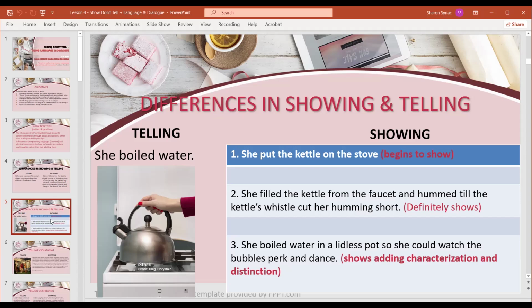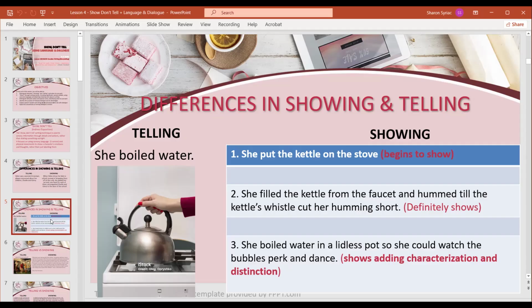And of all these sentences, the best one is if you wrote instead, she boiled water. That sounds like telling, but you continue it. She boiled water in a lidless pot so she could watch the bubbles perk and dance. Now you are showing, but you are also adding characterization and distinction. We know you are adding characterization, because this is a woman who has time to sit down and watch bubbles perking and dancing. Obviously, this is a lady of, well, I don't know, luxury. It tells me something about the character.